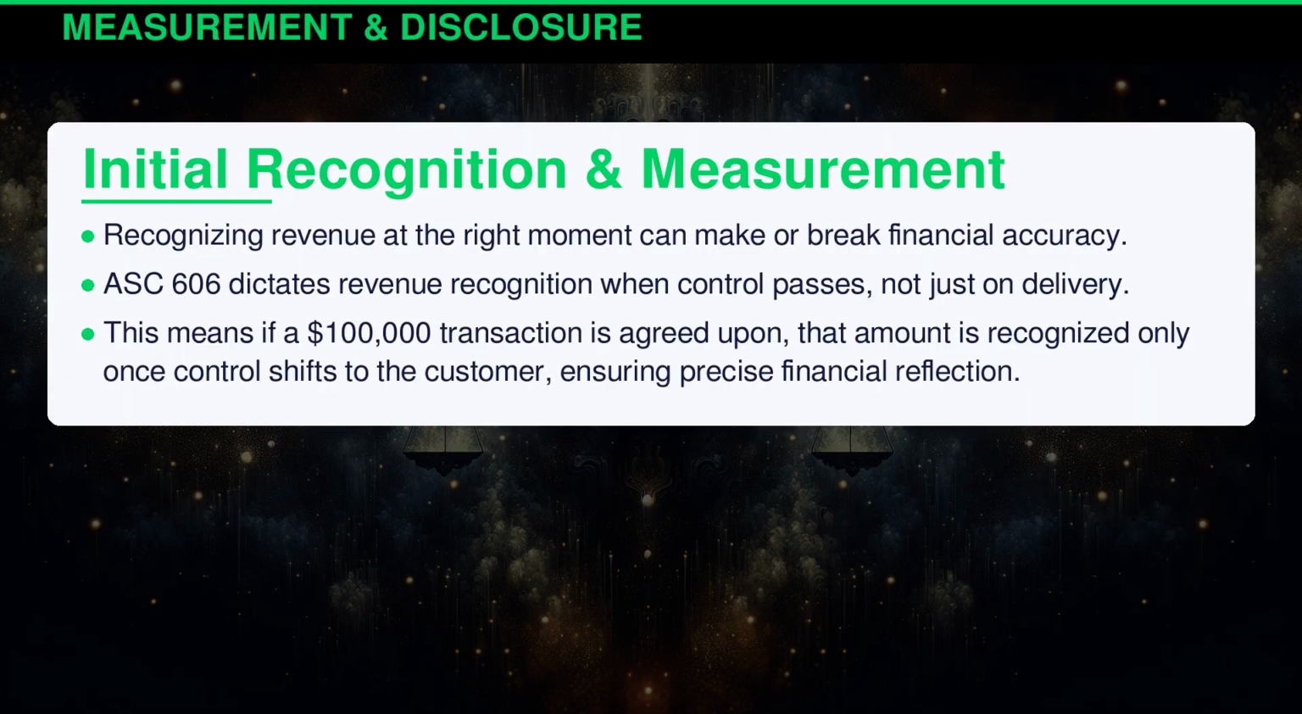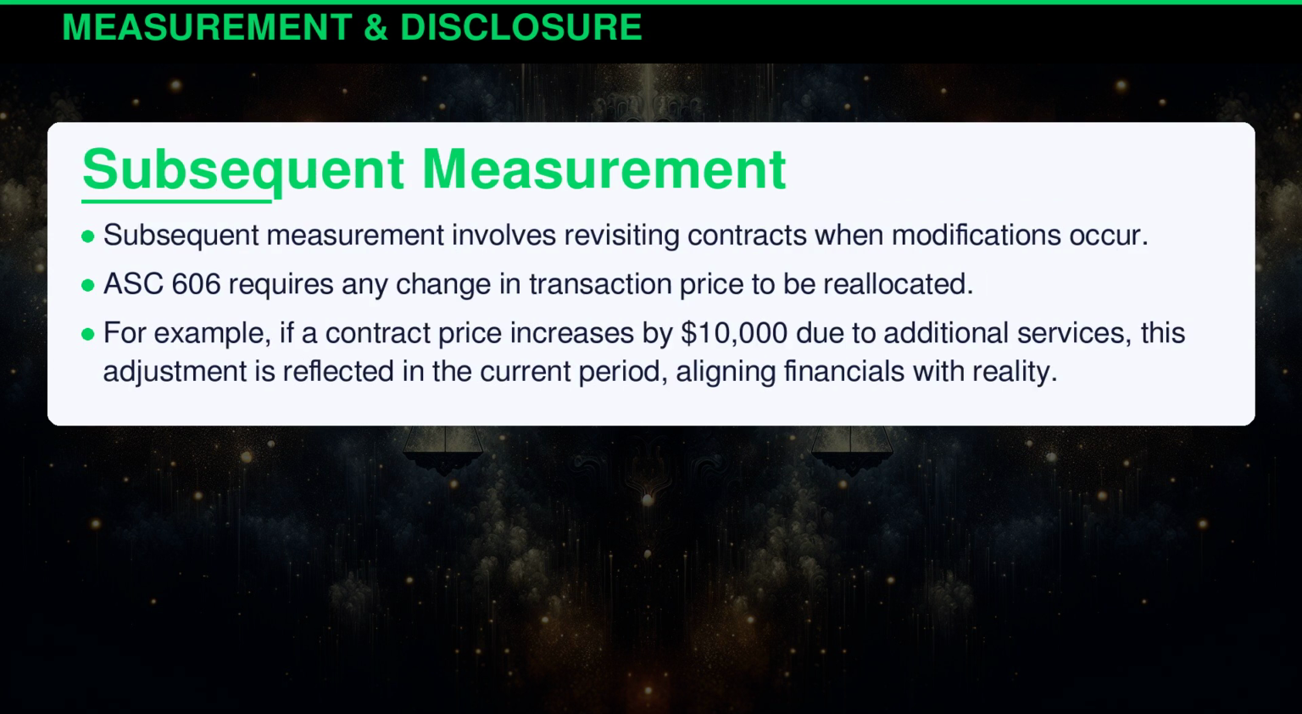Recognizing revenue at the right moment can make or break financial accuracy. ASC 606 dictates revenue recognition when control passes, not just on delivery. This means if a $100,000 transaction is agreed upon, that amount is recognized only once control shifts to the customer, ensuring precise financial reflection. Subsequent measurement involves revisiting contracts when modifications occur.